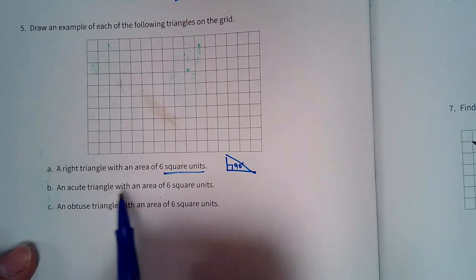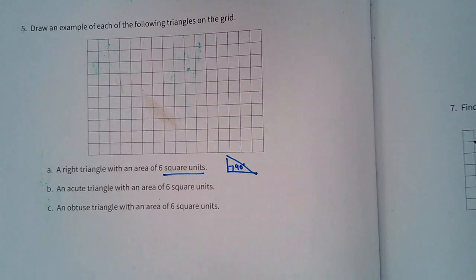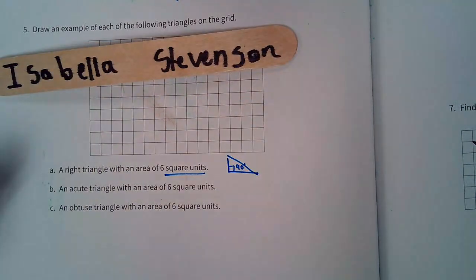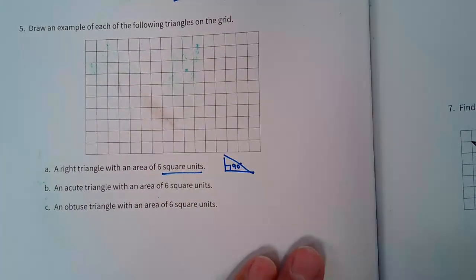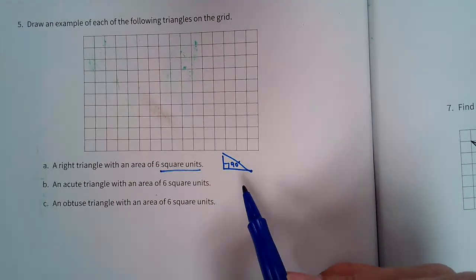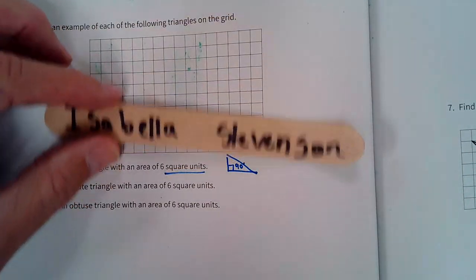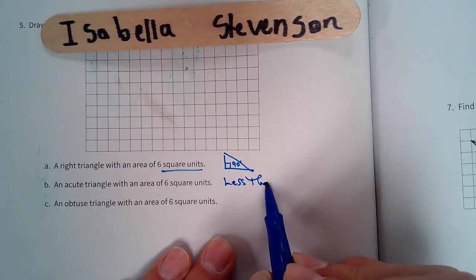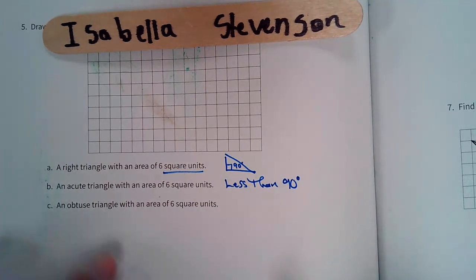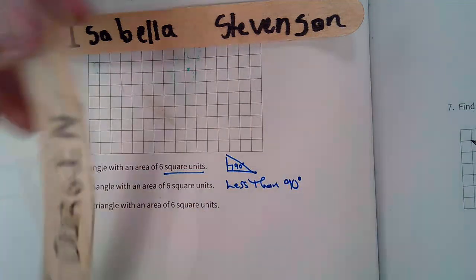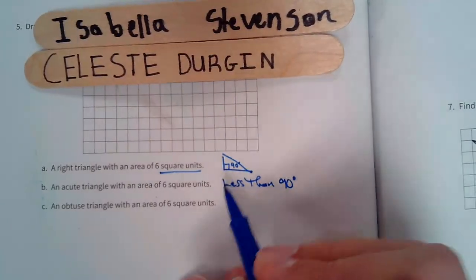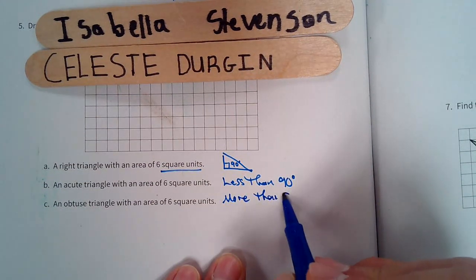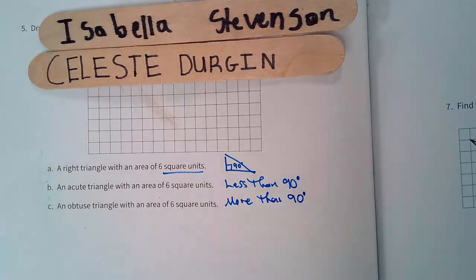Then it says an acute triangle. What's an acute triangle? Let me pull the stick. Here you are. An acute triangle, Miss Stevenson, is what? Do you remember, hon? Yeah, less than 90 degrees. And then an obtuse triangle. Oh, put up 20 points. An obtuse triangle, Miss Durgan? Is larger than 90 degrees. More than. Or larger, I suppose. More than 90 degrees. All right.